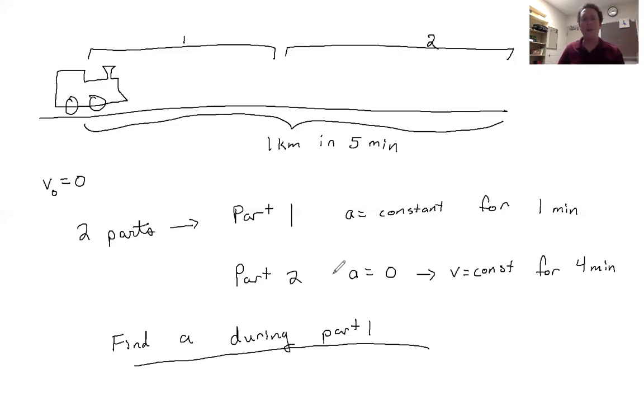Let's highlight, what are the things we know? We know that it starts at rest, so I'm going to label things here. V initial 1, the initial velocity for part 1, is 0. We know that the time for part 1 is 1 minute, so that'd be 60 seconds. That's about all I know about part 1.